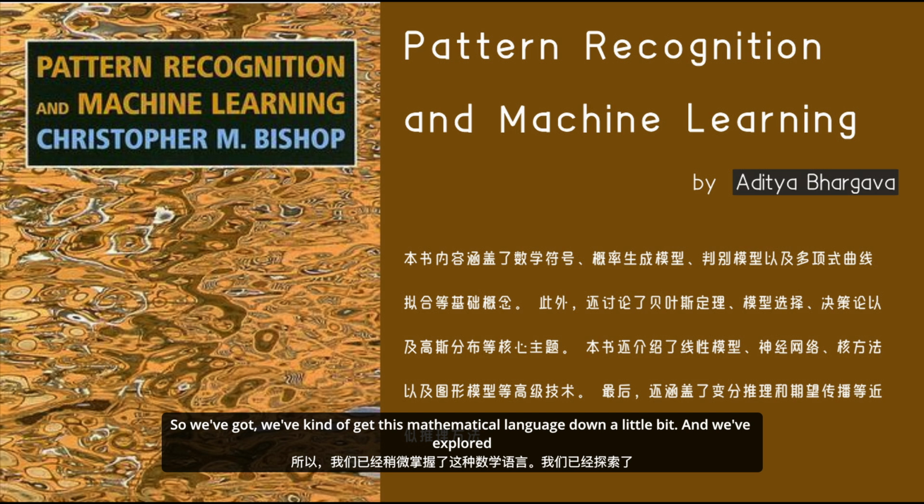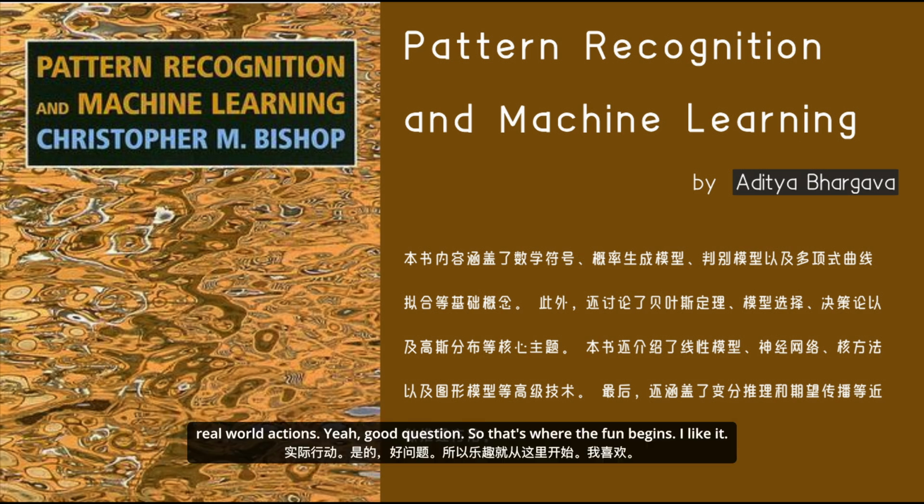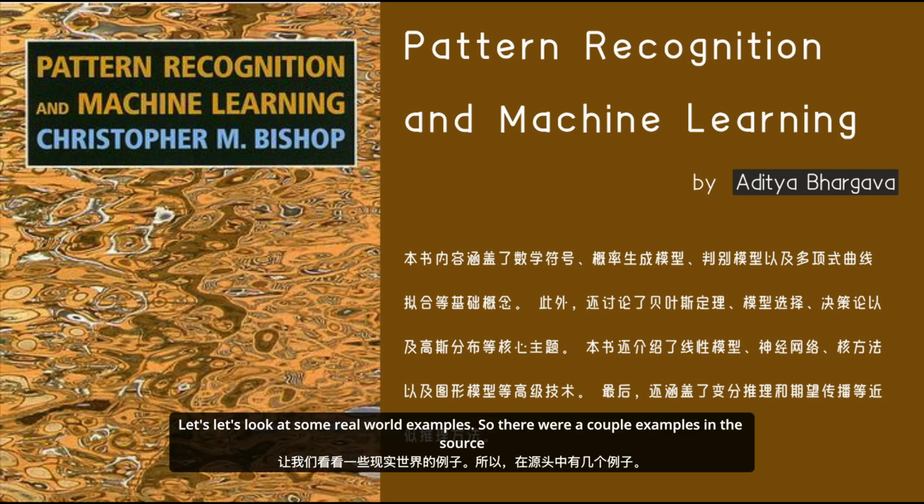So we've kind of got this mathematical language down a little bit, and we've explored Gaussian distributions and this idea of sparsity. But how do we actually go from equations to real-world actions? Yeah, good question. So that's where the fun begins. I like it. Let's look at some real-world examples.